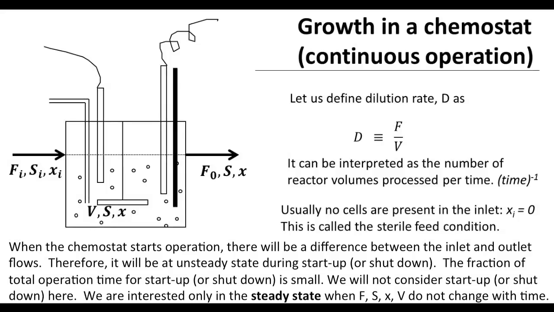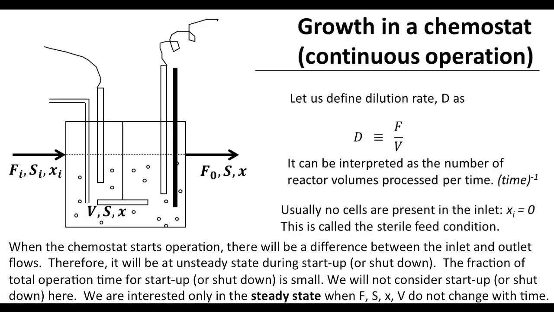Those are the startup conditions where there will be unsteady state, and there will be shutdown conditions. When you shut down the bioreactor, it needs to be done in an appropriate fashion, and then the process will not be at steady state. If you leave out these two, which are probably of short duration compared to the overall duration of the chemostat, most of the duration it is going to be at steady state. We are going to look only at the steady state part of the operation of the chemostat here. You need to keep this in mind. The fraction of total operation time for startup or shutdown is small. We will not consider the startup or shutdown here.